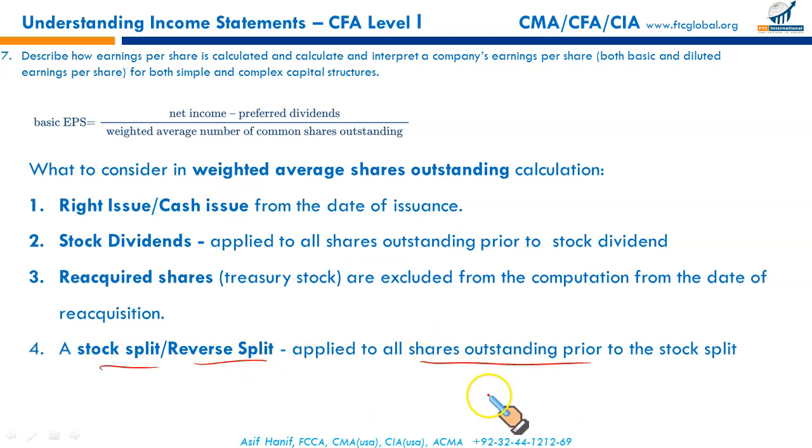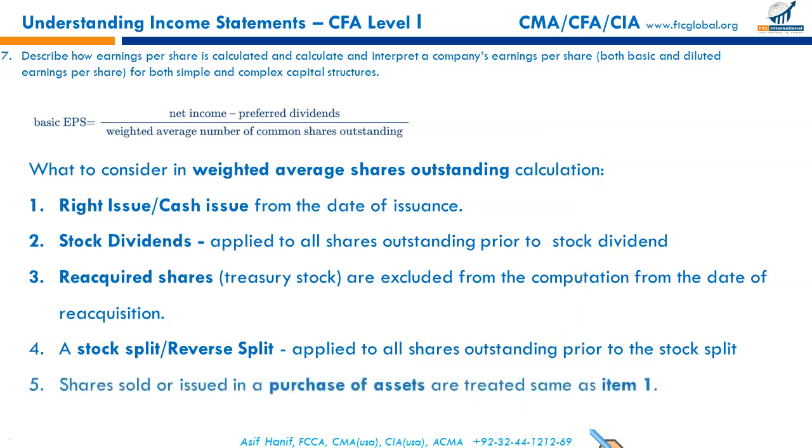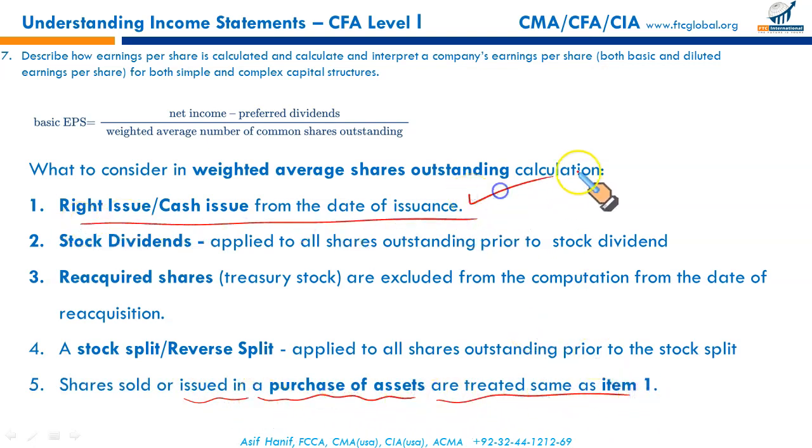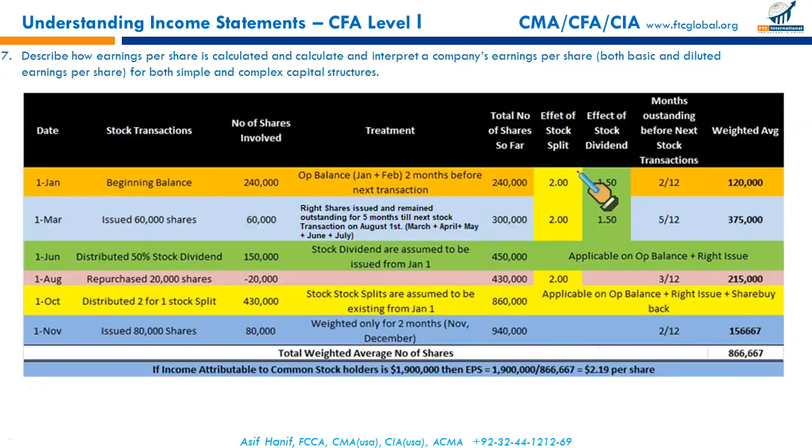Even if the split was made in, let's say, October, the effect of the split will be given to all the shares from the earliest reported period. Shares sold or issued in purchase of assets are treated the same way as if they were a right issue or cash issue. All this is coming. This we won't do. This is from your CMA, not your CMA, my CMA. It's quite an extended example which we do for understanding the idea of how to weight.